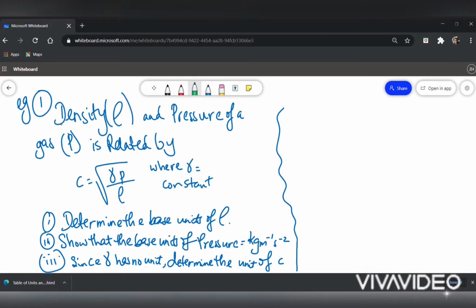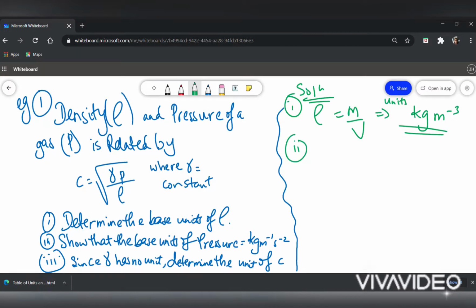We are then asked to show that the base units of pressure are kilogram per meter per second squared, and then asked to determine the unit for C. So let's begin. In our solution, the first thing we should note is that density is given by the equation mass over volume. Looking at the basic units, and this is one of the easier ones, it's kilogram per meter cubed, as we would have worked it out.